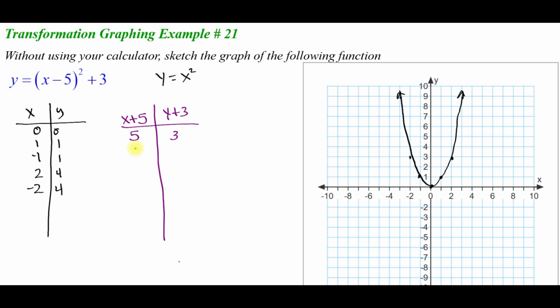When I take the (1, 1) point, that's going to give me (6, 4). When I take the (-1, 1) point, that's going to give me (4, 4). When I take the (2, 4) point, that's going to give me (7, 7). And when I take the (-2, 4) point, that's going to give me (3, 7). So now I can plot these new points. So I'm going to go (5, 3), (6, 4), (7, 7), skip the (4, 4), and (3, 7). And then I've got my new graph here.